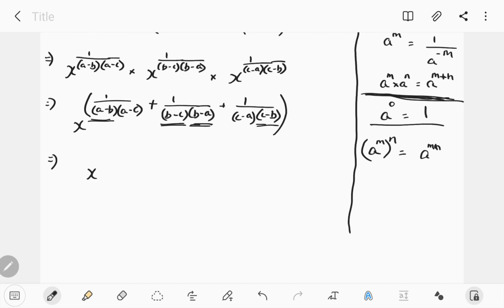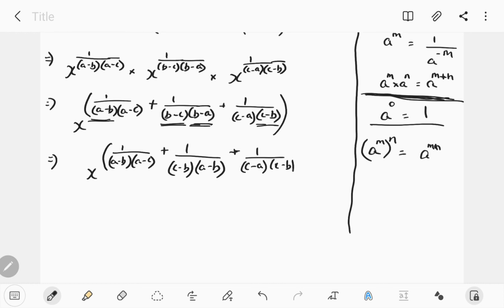if I take it that way, minus of minus in both these products in the second term, 1 by b minus c into b minus a, if I take minus common out of b minus c, minus common out of b minus a, I'll be left with 1 by a minus b into a minus c, minus of minus will become plus only again. The minus I'm taking outside. So here it will be c minus b and a minus b. Then plus 1 by c minus a into c minus b.